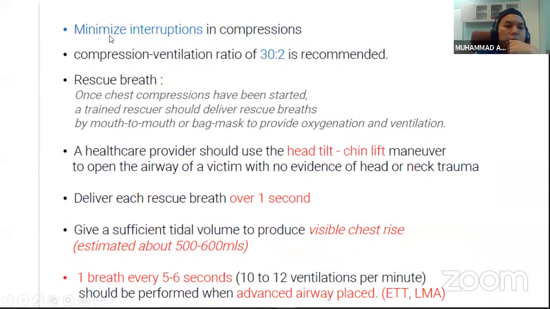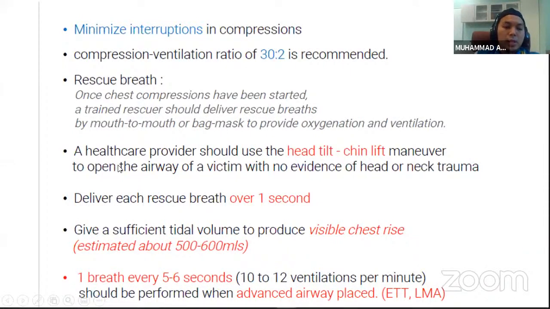Right. So again, during chest compression, we minimize interruption. Compression is 30 to 2. Everyone should know this. Rescue breath only should be given by a trained rescuer, by mouth to mouth or bag valve mask. But in our current situation, COVID, bag valve mask only. You don't do mouth to mouth.